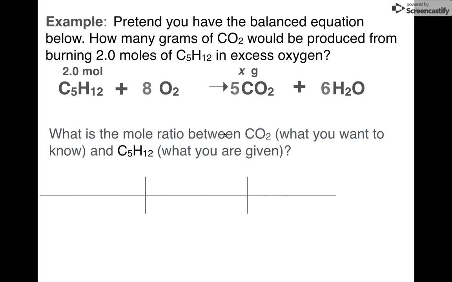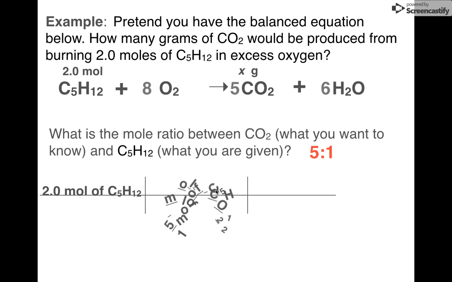What's the mole ratio between these right here? The answer is a 5-to-1 ratio. So let's write down what we're given. I'm given 2 moles of C5H12. Great, I'm given something with moles. If I'm given something with moles, I need to use the mole ratio right away. So 5-to-1 goes right here. Notice, again, I'm being very consistent. Now, what is it asking for, though?